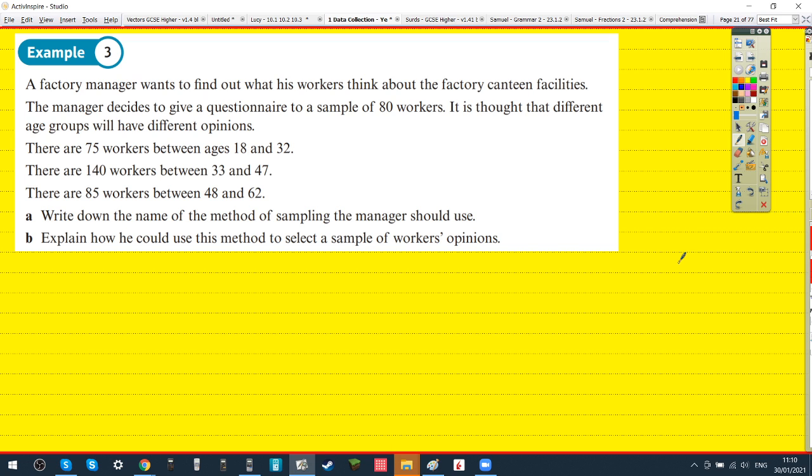So do I need to divide the ages? What do you mean? Would you need to work out the age between 32 and 18 first? No. I would work out, so there's a sample of 80. What's the total number of people? Total number of workers is 300. So you want a sample of 80 from a population of 300. And so, any idea how you use that?